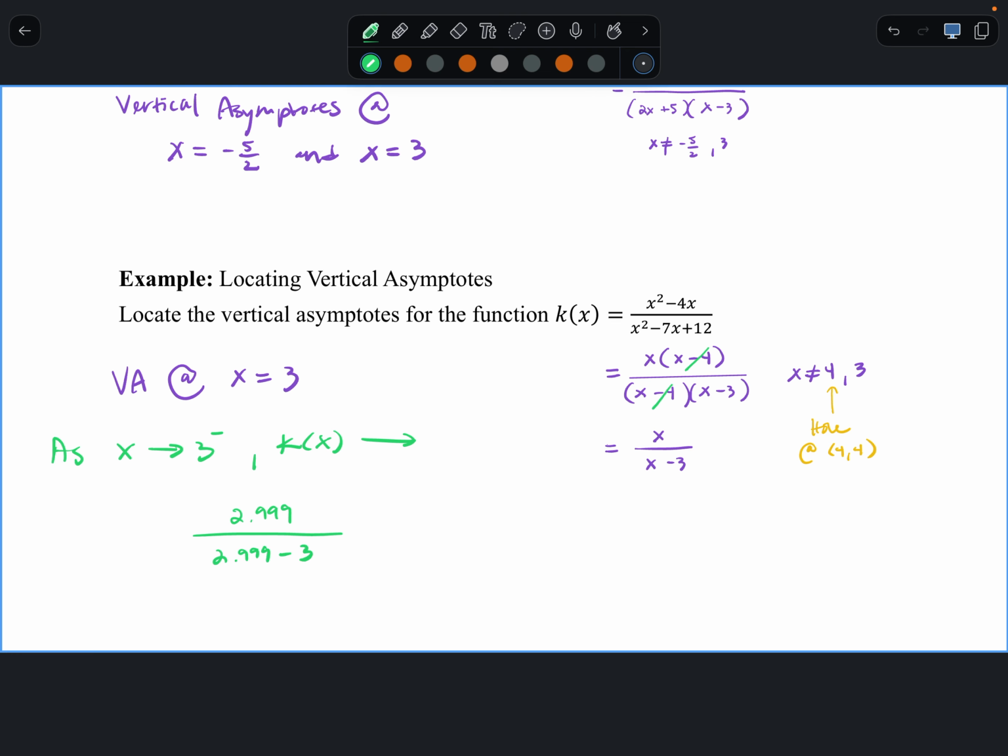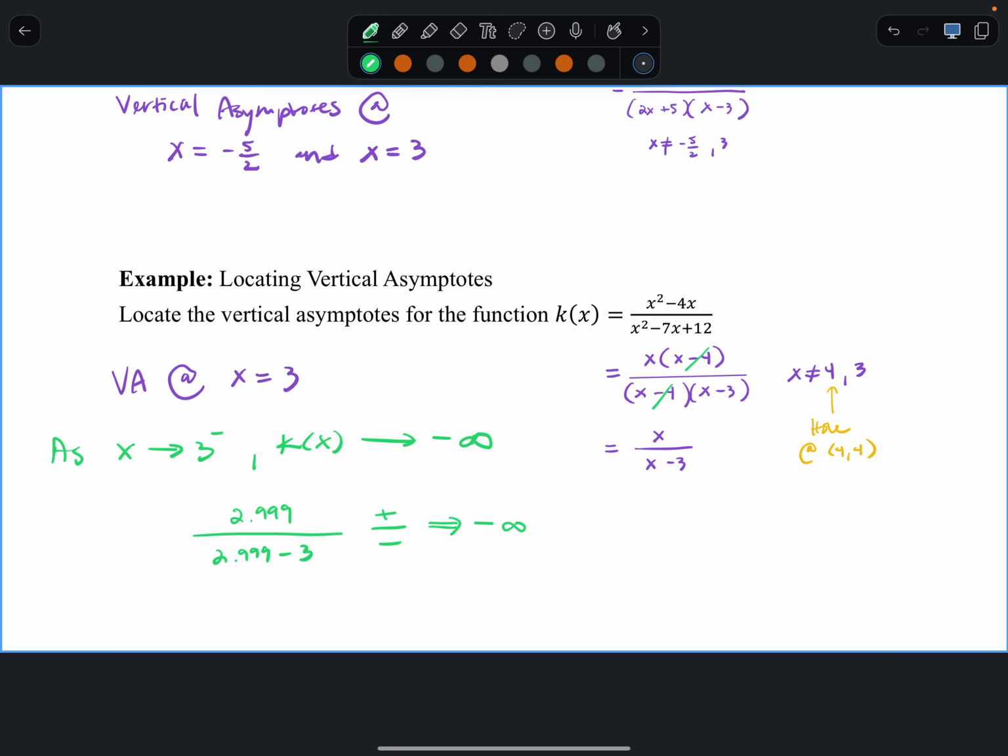So if I plug in 2.999, the numerator would be positive, the denominator would be negative. A positive divided by a negative is a negative. So that means that k of x as x approaches 3 from the left, because we're choosing a value that is super close to 3, just not at 3 on the left side, gives us a negative value, which indicates that k of x would be approaching negative infinity.